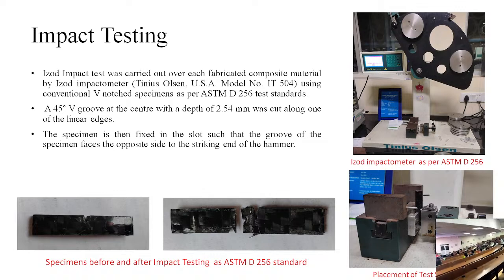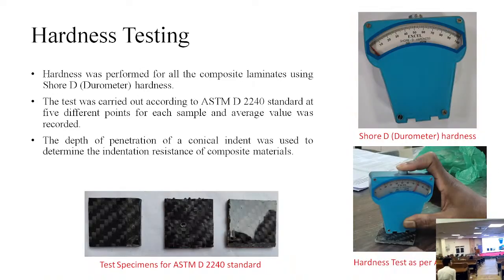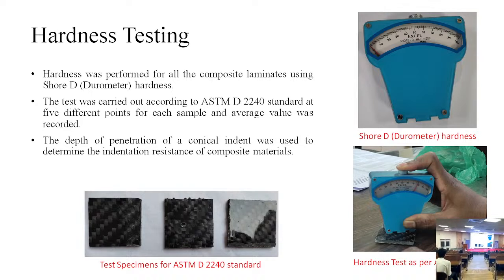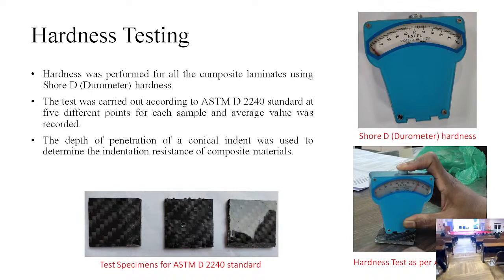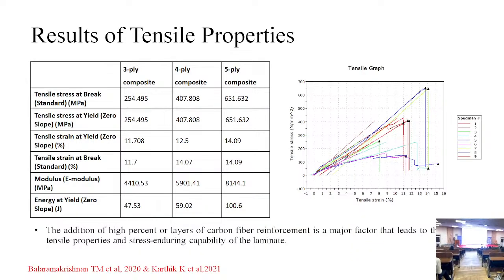The impact test was done according to the ASTM D256 test standard. And the hardness testing was done for all the composite laminates. I did durometer hardness, and this test was conducted according to the ASTM D2240 standard at 5 different points. And you can see the depth of the conical indent of the durometer hardness, which determines the indentation resistance of the composite material.